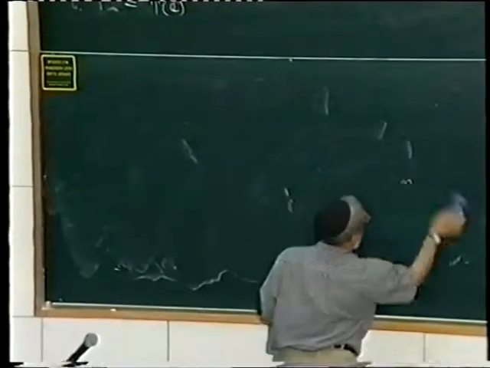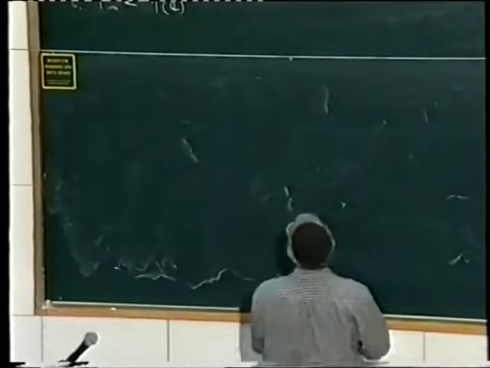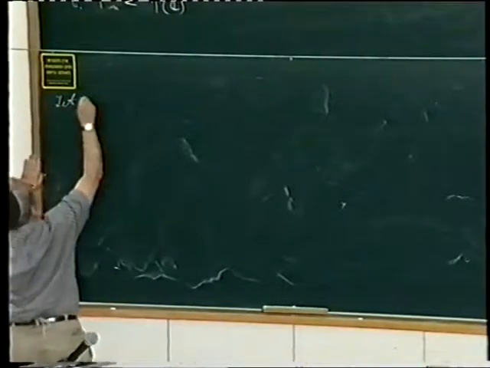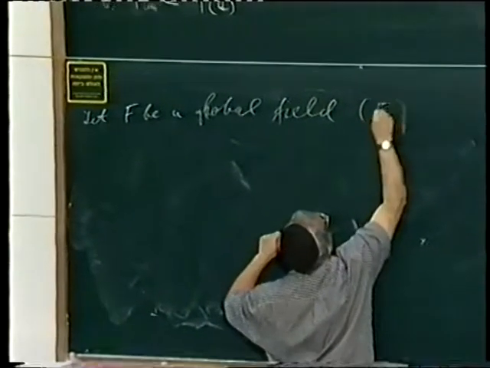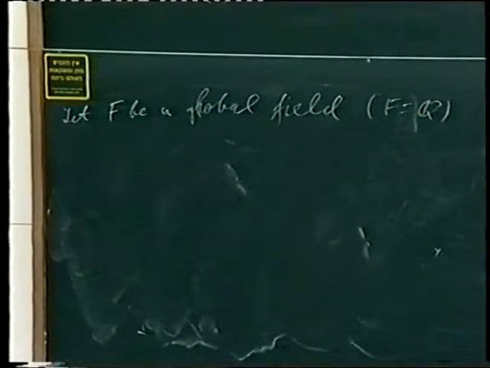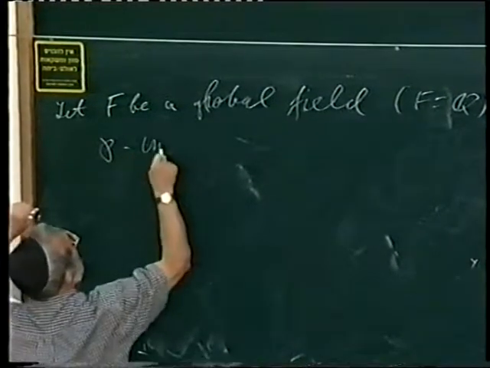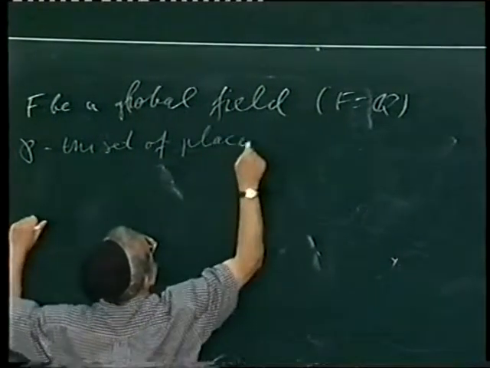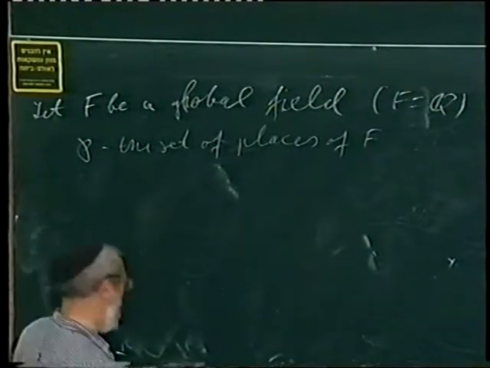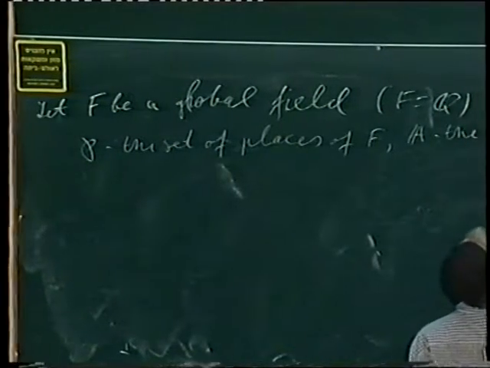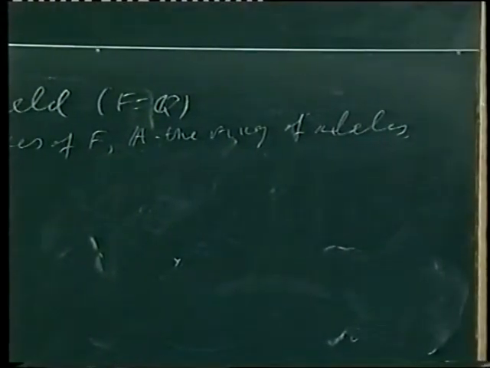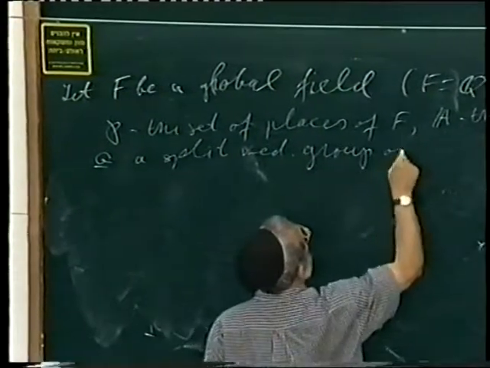Now, I will not change notations, but now I assume, and I'll try to keep on this line, let F be a global field. So if you want, you can assume F equal to Q, there will be no difference in understanding. P, the set of places of F. So for Q, it's all primes and the real place. A, the ring of adeles. G, a split reductive group over F.